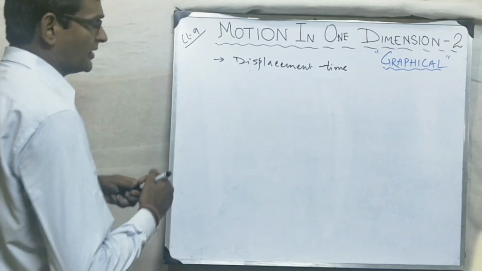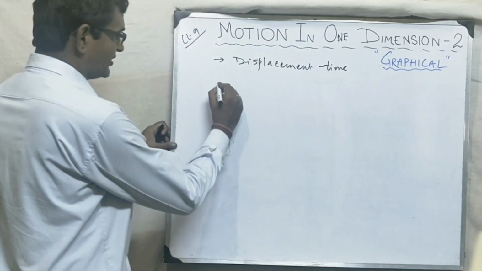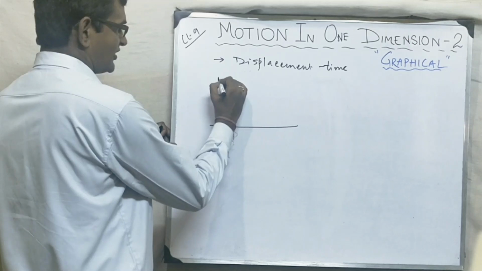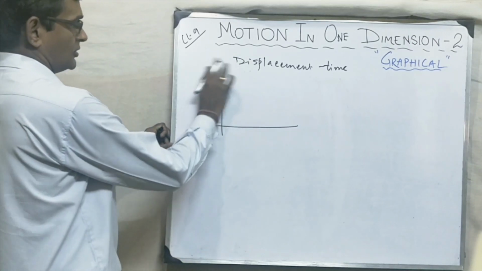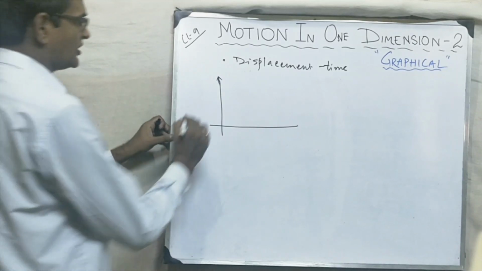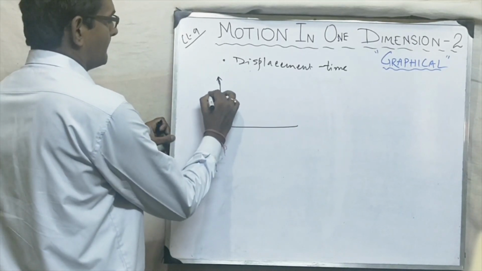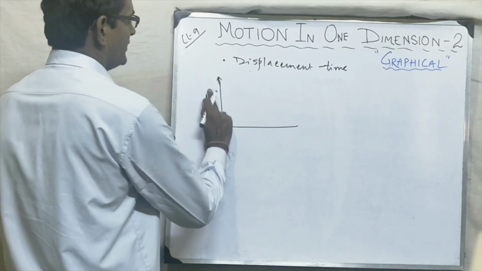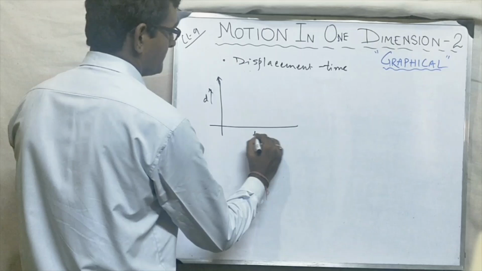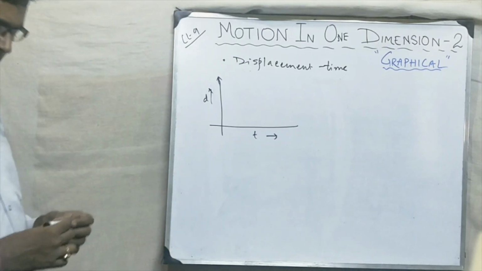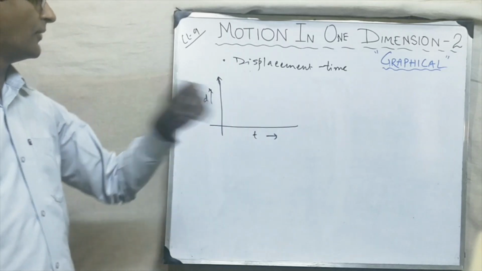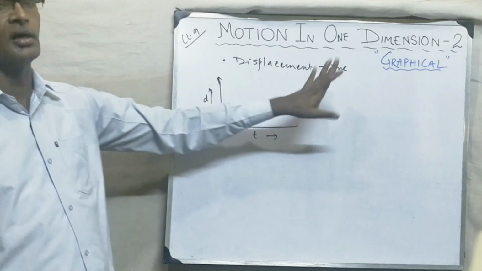Whenever you are drawing the graph, what things should we keep in mind? We are going to start with the displacement time graph. Always put the displacement on the y-axis, and the time on the x-axis. Students, this you have to keep in mind. Displacement will be on the y-axis, and time will be on the x-axis. Now you draw the graph.